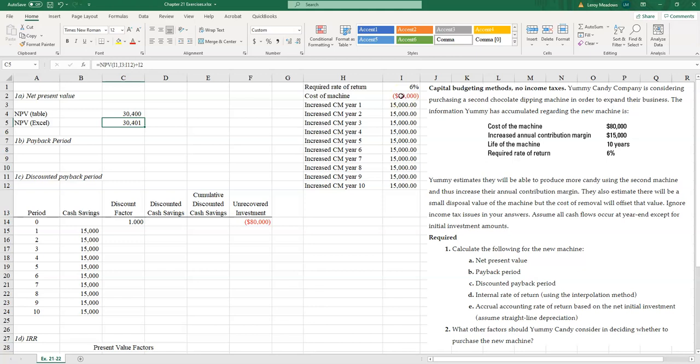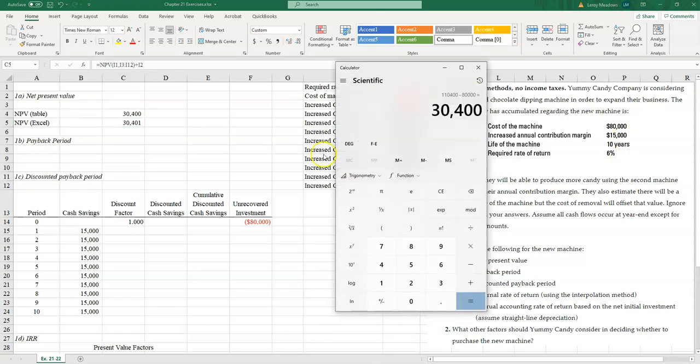Okay. So now, what about the payback period? That's part B. We need to calculate the payback period. Well, for the payback period, we simply have to look at those cash flows again. And in this case, because the cash flow is the same, what I can do is just take my initial investment, the cost of the machine, $80,000, and divide that by $15,000. And that will tell me how many years it will take me to get my investment back. So my payback period is going to be 5.34 years, or 5.33 years actually.